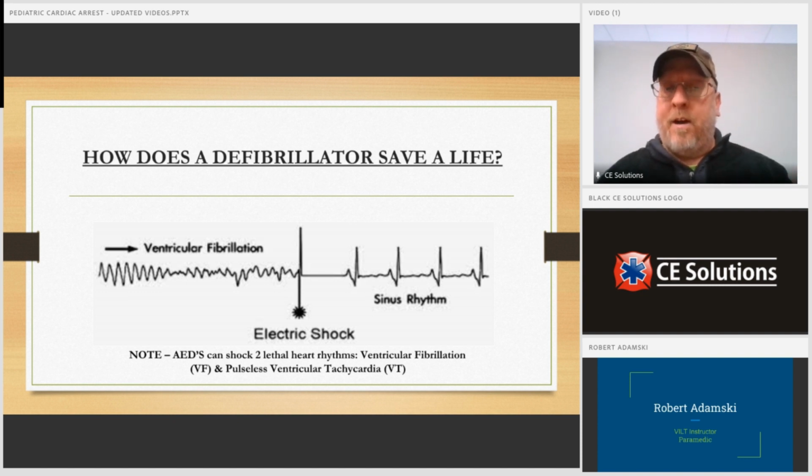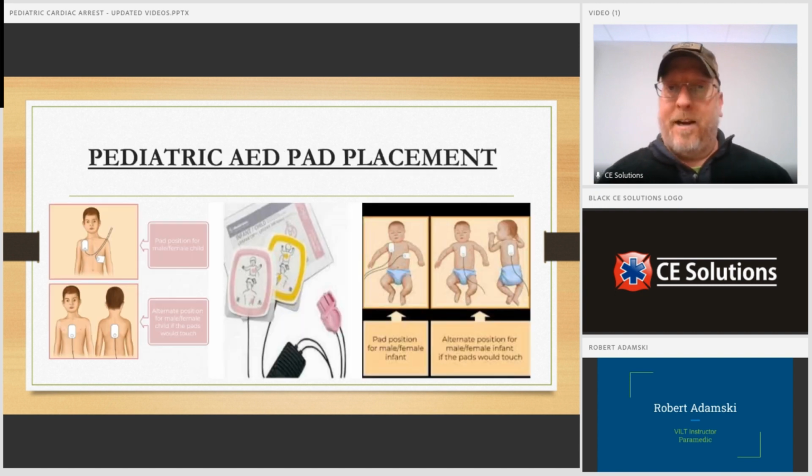Both of those are two lethal heart rhythms that a defibrillator can counter shock, terminate, and stop, and allow the heart's normal pacemaker to kick back in, resulting in a normal heart rhythm that will provide perfusion and keep that patient alive and result in ROSC or return of spontaneous circulation. And a good example of that is the rhythm on the right on this slide, which is a normal sinus rhythm. That's what the vast majority of people walk around with on the planet right now. All of us human beings, not everybody, but the vast majority, have a normal sinus rhythm. Okay. So that's how a defibrillator saves a life.